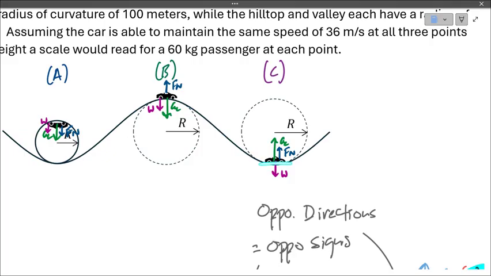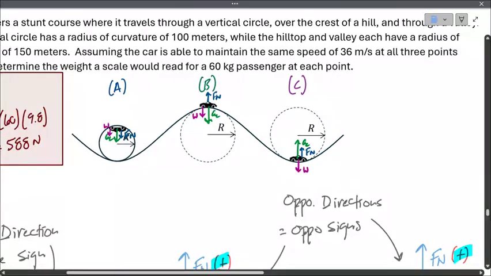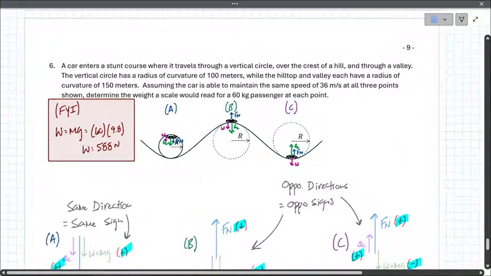So not only at the bottom does our normal force just support our weight, but it also does the work to get us to continue moving in a circle. So our normal force when we're at the bottom is equal to the weight plus the fact that we're moving in a circle with a centripetal acceleration, and the normal force causes that centripetal acceleration to occur. So the value on the scale, the magnitude of the normal force, is going to be bigger than our actual weight.